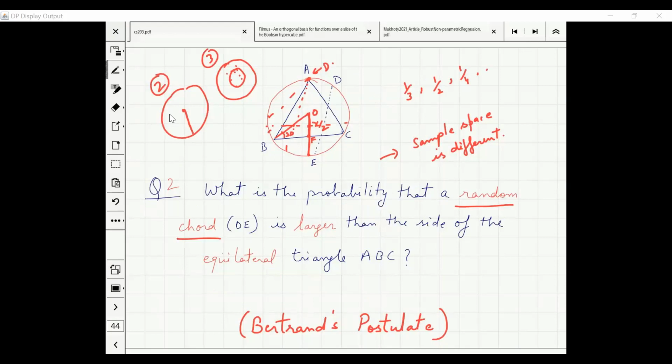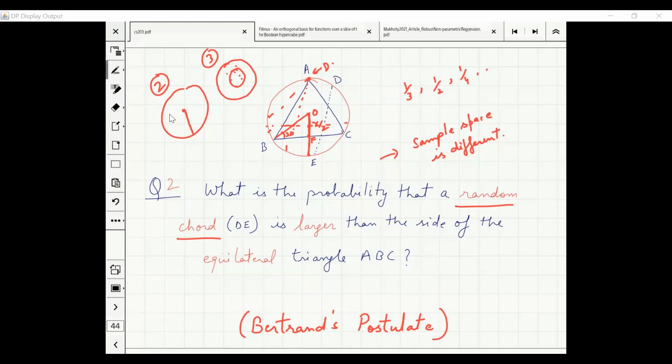Now, if you read the Wikipedia entry on Bertrand's postulates, people talk about what should be the correct way of picking a random chord. But if you remember, I told you this in this course. Please unmute yourself if you are not asking the question.